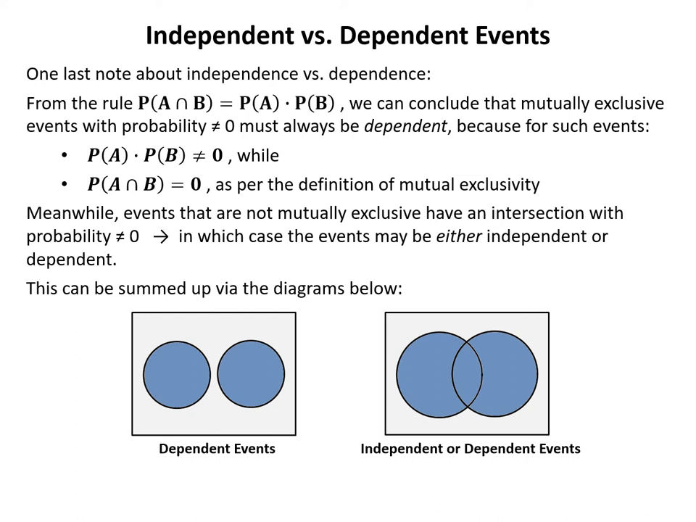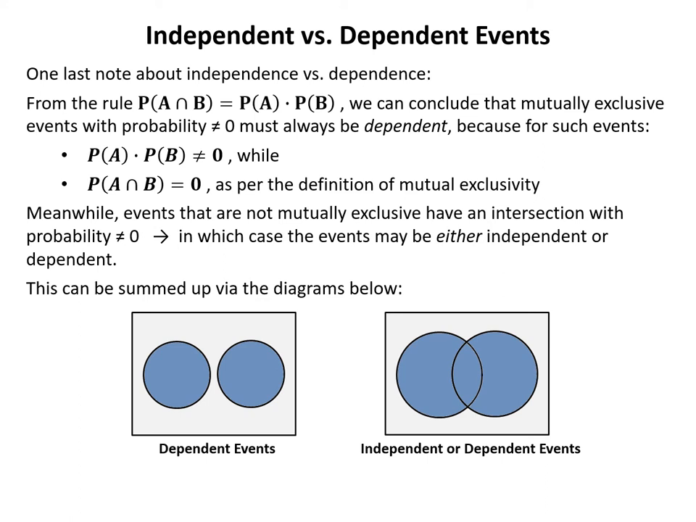The overall situation can probably best be summed up via the diagrams that you see below. In the diagram on the left, we have two events that are mutually exclusive. Mutually exclusive events are always dependent. And that may seem like a bit of a misconception. It happens to be a common misconception, because based on the way the English language uses the words independent or dependent in a non-mathematical sense, if you look at those two circles in the Venn diagram on the left, you might think of those two sets or circles as being independent of each other.